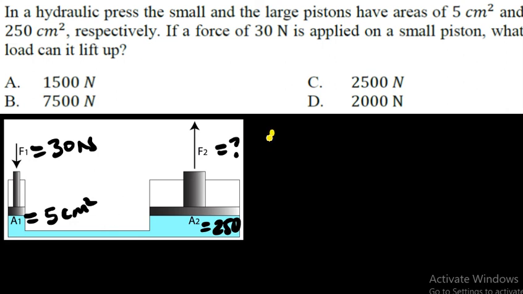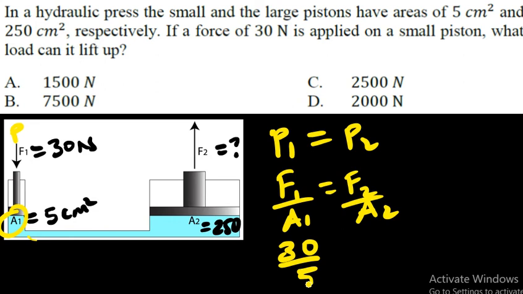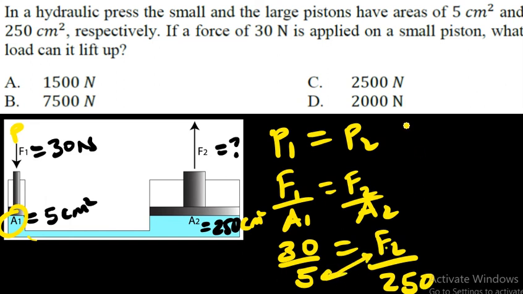Okay, let us do it. Since pressure 1 is equal to pressure 2, the pressure in the fluid is the same everywhere according to Pascal's rule. Pressure 1 equals pressure 2 means F1 over A1 is equal to F2 over A2. From this, F1 we know is 30 over area 1, which is 5. We can ignore the units this time because centimeter square and centimeter square are the same. This equals F2, which we don't know, over area 2, which is 250. Then crisscross: I'm going to multiply these two by crisscross. 5 F2 is equal to 30 times 250.